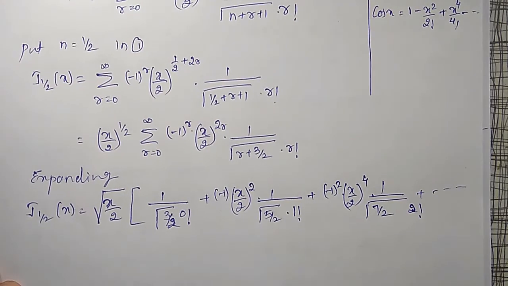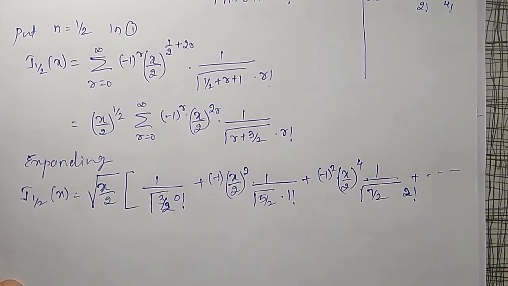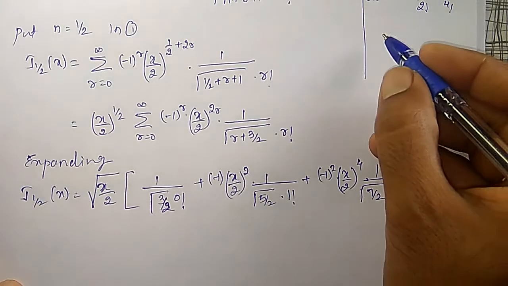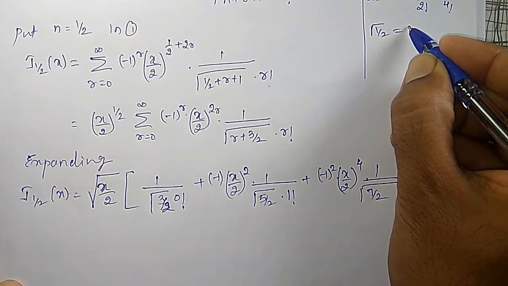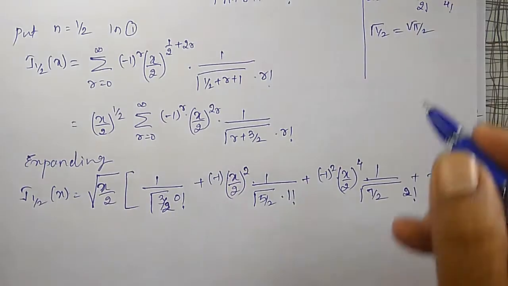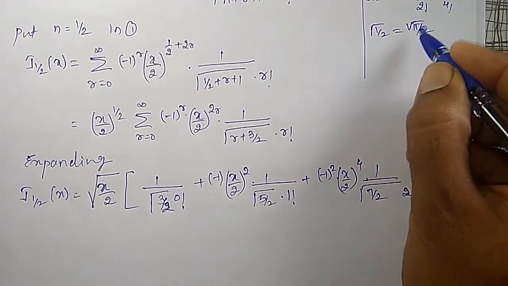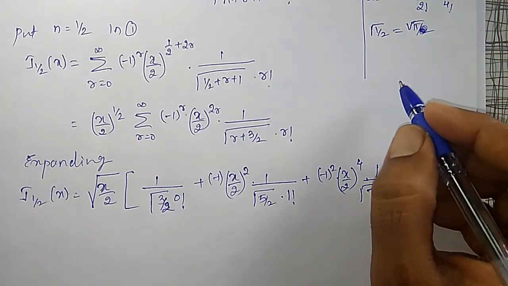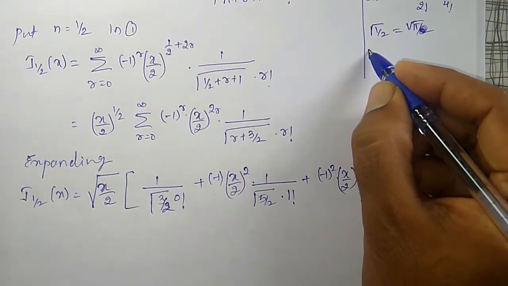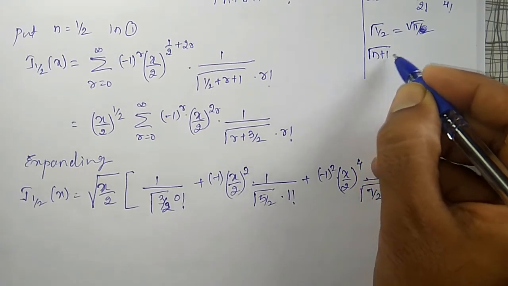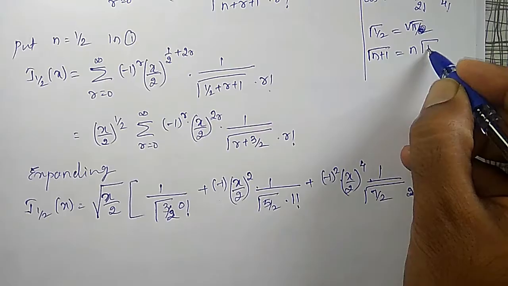Therefore, using the gamma function definitions, I will come to one conclusion. I know that gamma of 1 by 2 is equal to root pi. Gamma function of half is equal to root pi, I know. Therefore, I also know that n into gamma function of n is equal to gamma function of n plus 1.